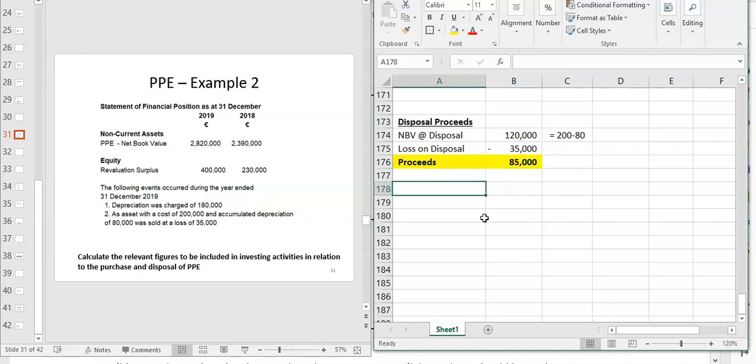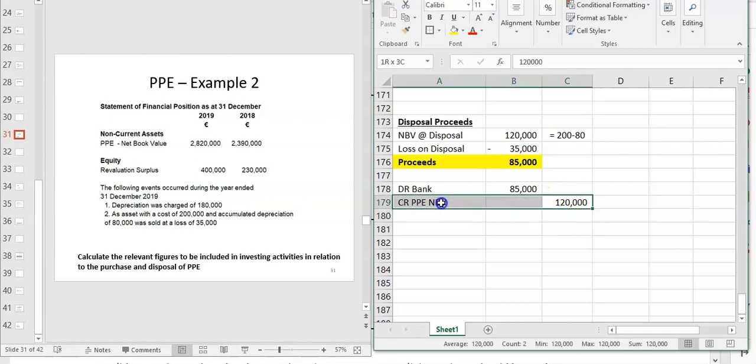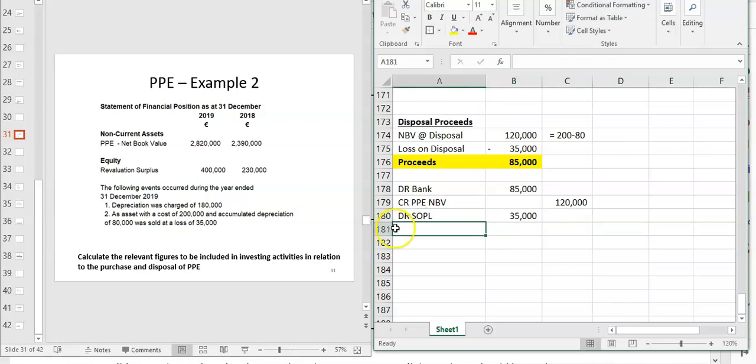If you want to think about it in debits and credits, it's going to be debit bank, 85, which is the one we're interested in from the statement of cash flows. It's going to be credit, property, plant and equipment, net book value, 120. The reason I'm not splitting it between cost and accumulated depreciation is we only have one line item to work with here. So we're just focused on the net book value. And that means you will debit the SOPL, 35. So we know then when we're doing our operating activities, the indirect method, this is a non-cash adjustment. That is the loss on disposal. So that would have to be adjusted for.